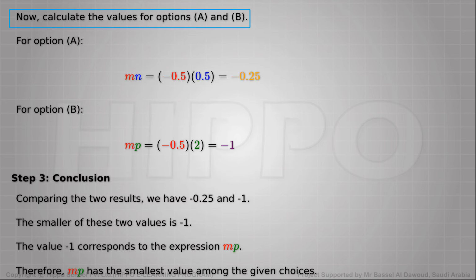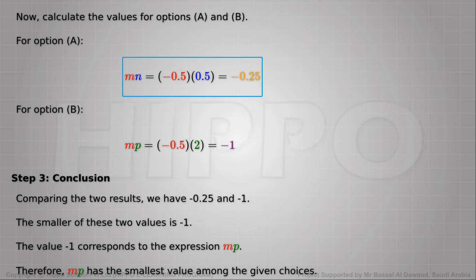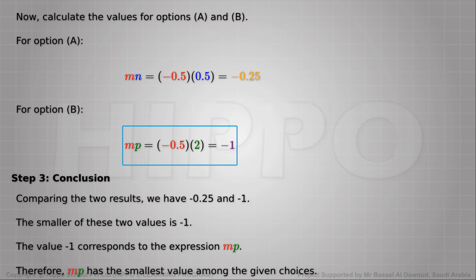Let's plug our chosen numbers into the two remaining options. For option A, we calculate mn, which is -0.5 times 0.5. This gives us -0.25. For option B, we calculate mp, which is -0.5 times 2. This gives us -1. Now we have two concrete values to compare.